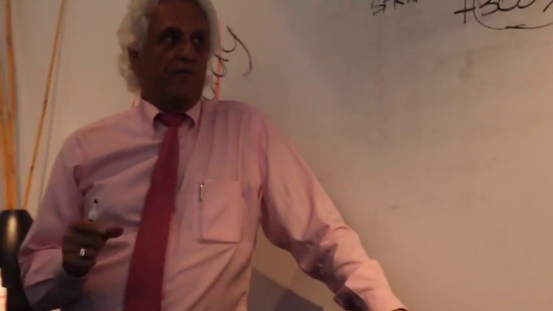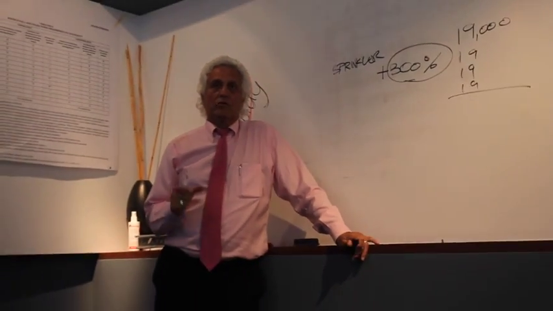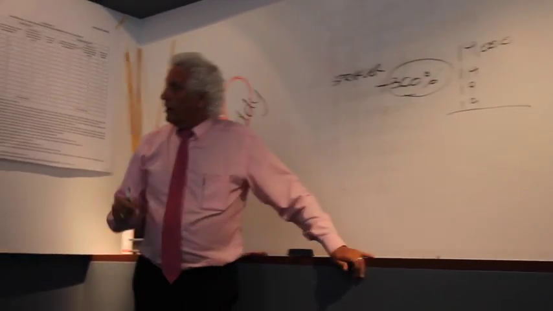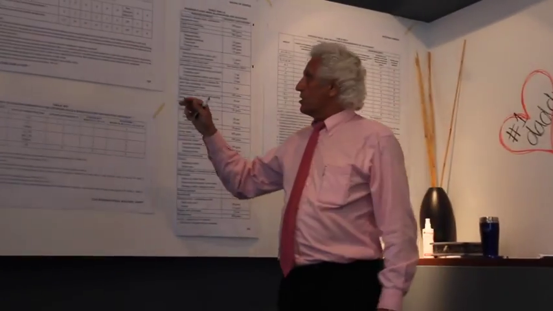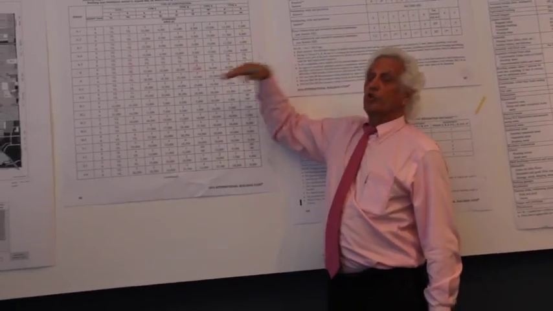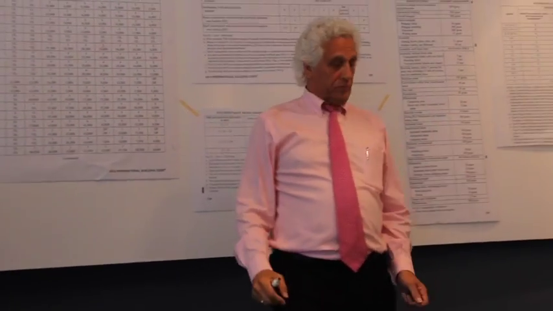The code is very favorable to sprinkler systems, so you can gain a lot by doing that. It also allows you to increase the building by 1 story. So instead of a 3-story building, now you can go 4 stories by adding a sprinkler system.